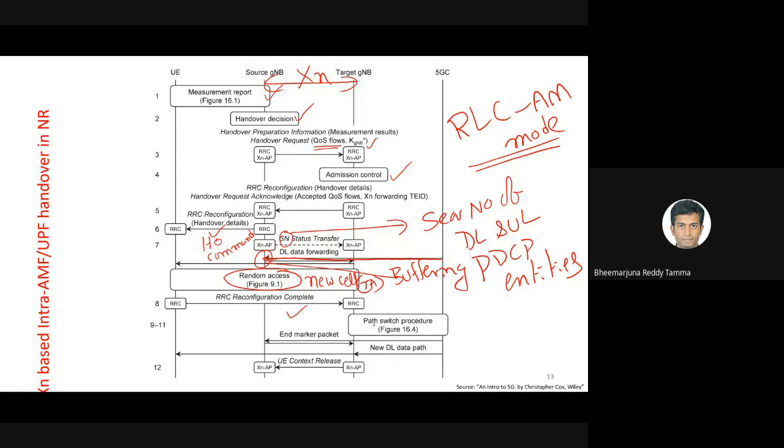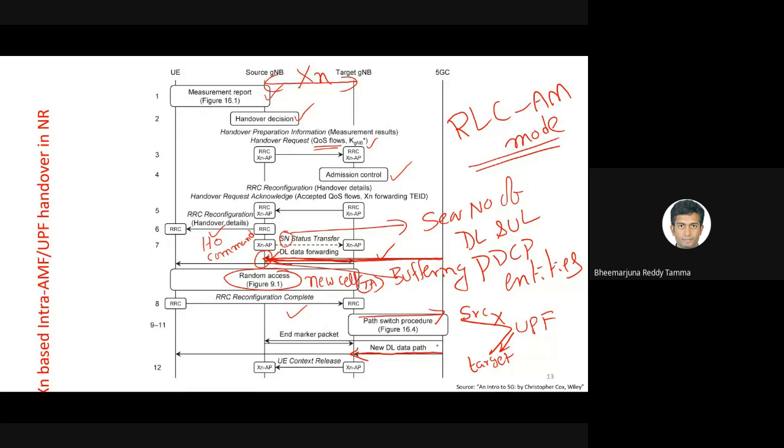Then we have something called the path switch procedure from the target gNodeB to the core network, which is basically telling the UPF: stop sending here, start sending here. That is the meaning of the path switch procedure. That way all the new data comes from the core network to the target gNodeB rather than coming from the core network to the source gNodeB. So this is what is happening so far.